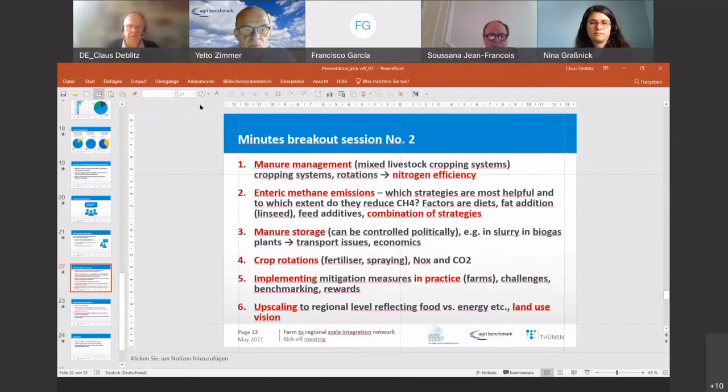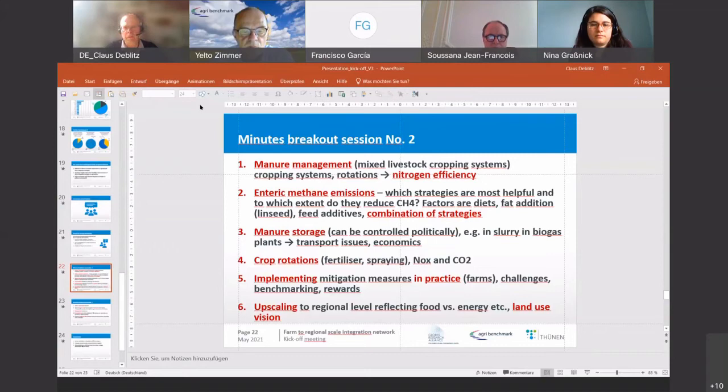That is basically similar to what was already mentioned up there in manure management. And then one focus was to look at the implementation and practice, so not just in terms of research and field trials, but also how mitigation measures that have looked promising can be implemented in real farms, what the challenges and rewards are, and how we can do some benchmarking on this. And then upscaling was mentioned frequently, of course.